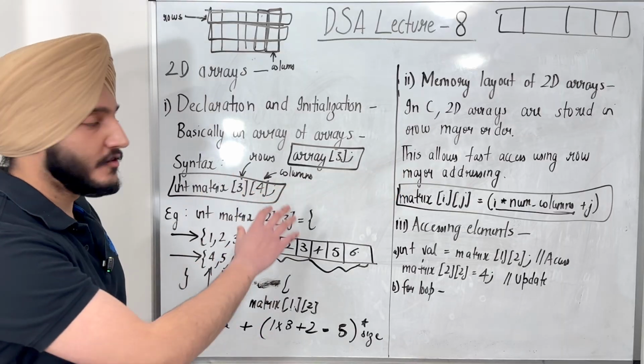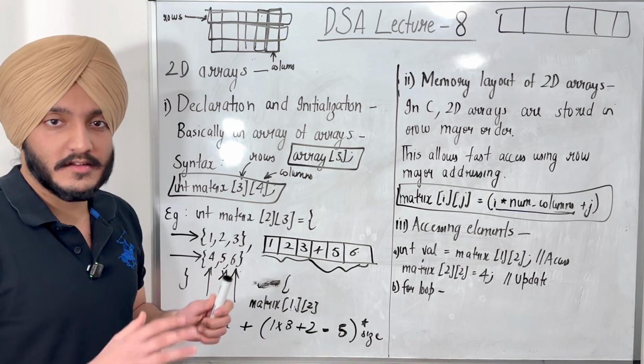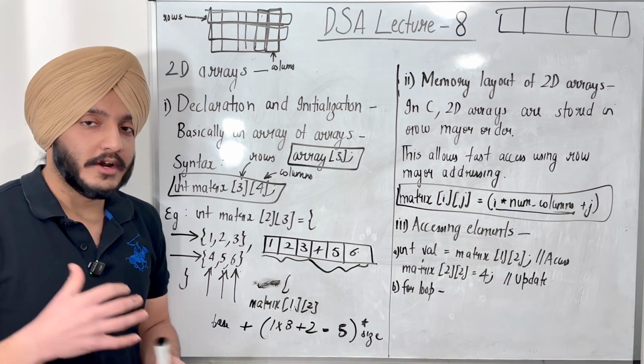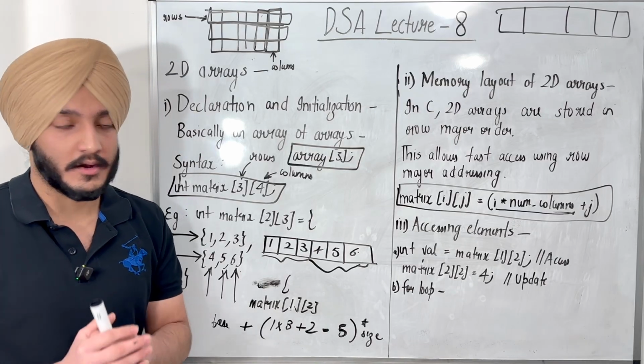And what is the declaration and initialization. Now, I might be going way too much into detail in such a simple concept, but I'm just trying to make sure that you have a deep understanding of what 2D arrays are, right?